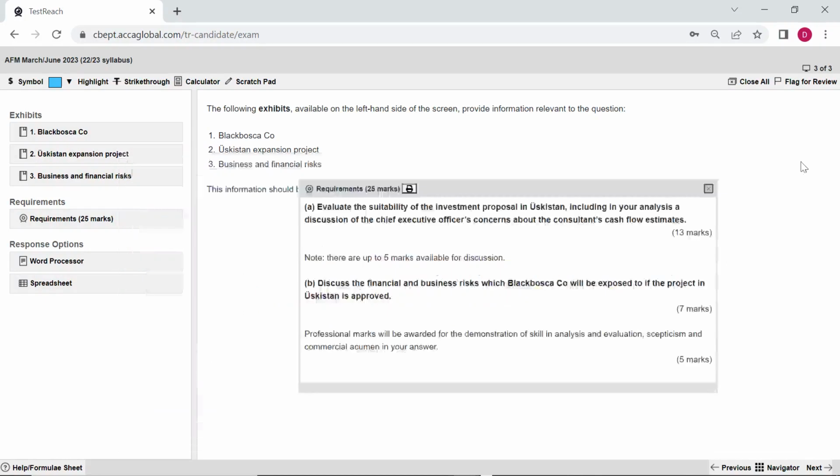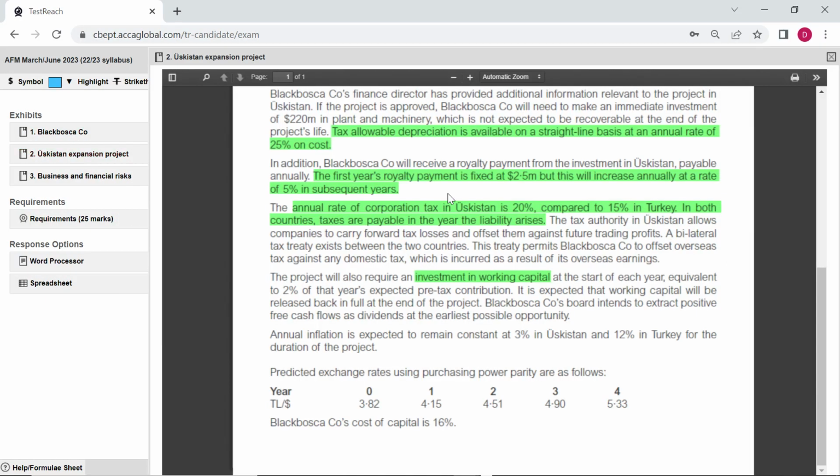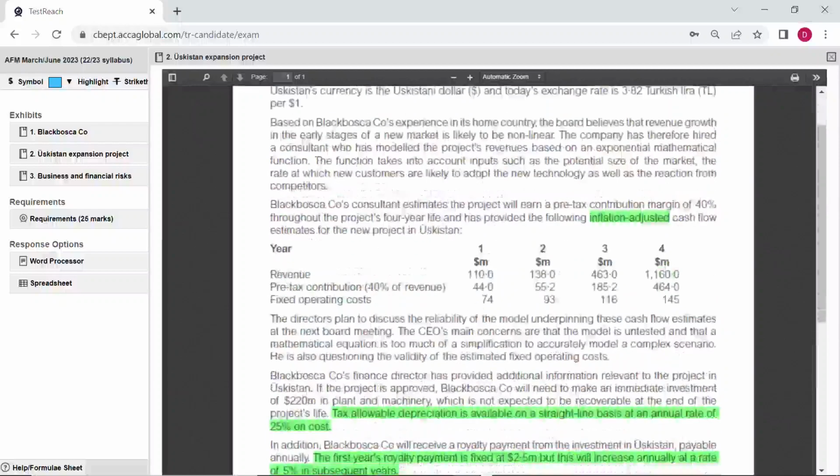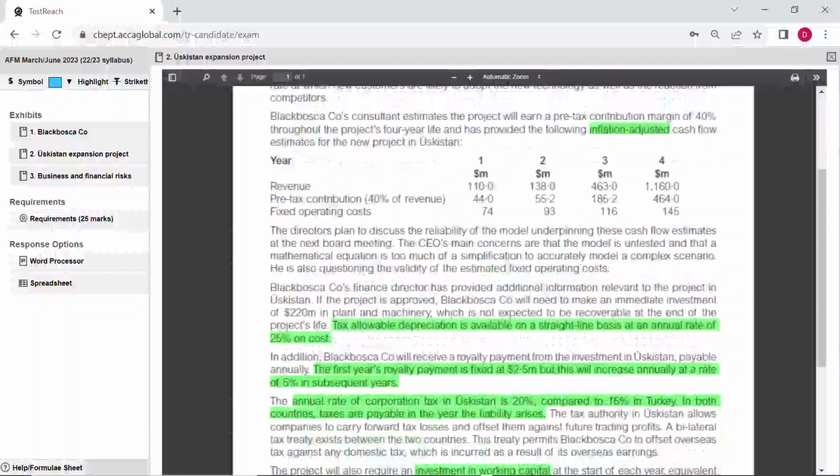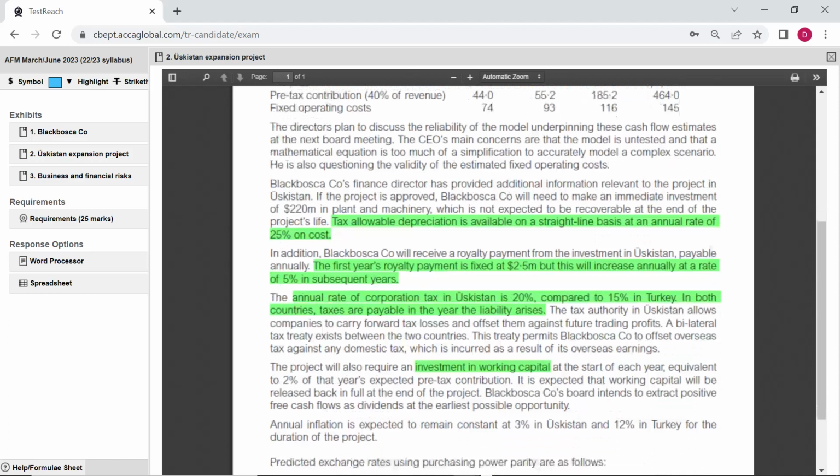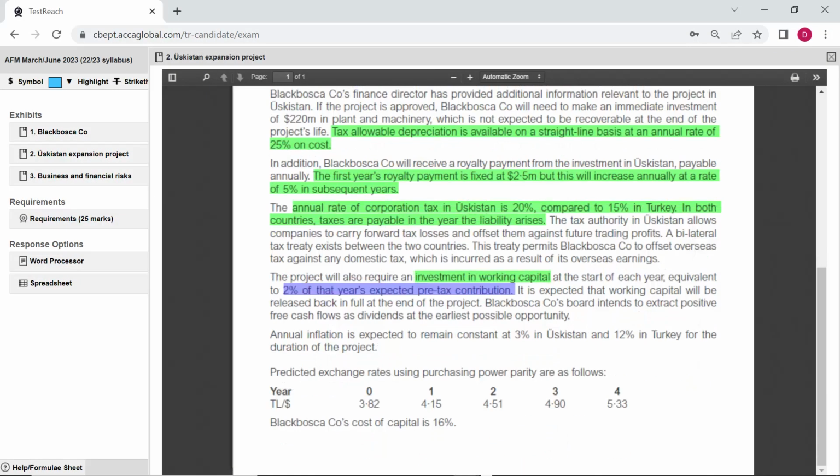And I know I have to evaluate for 13 marks this project, and I've highlighted a few of the key points. I'm given some inflation-adjusted cash flows for 4 years, and what isn't yet in the analysis is the effect of tax allowable depreciation and the tax rate, and a royalty payment is mentioned, and there's some investment in working capital, which I'm told will be 2% of that year's expected pre-tax contribution. Finally, I've got some exchange rates that are given and a cost of capital that is given too.